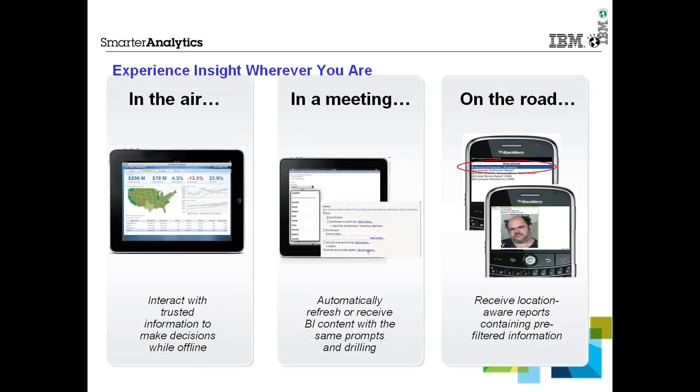So let us take an example. I have a person who is traveling. He would like to look at the information when he is traveling on a plane. When he lands in a different city, he will be trying to do the analysis. So in the air, he needs the information. He needs trusted information which will help him take a decision.